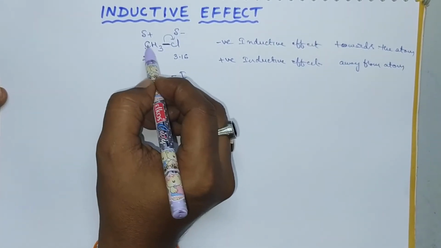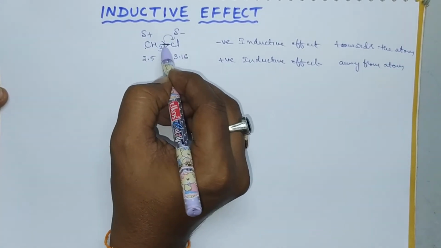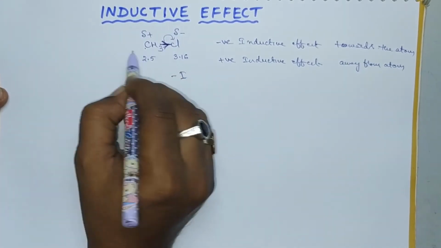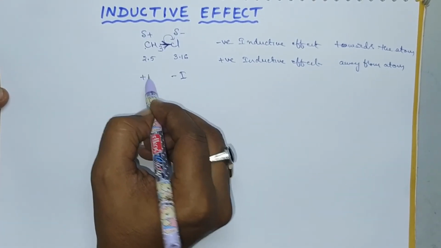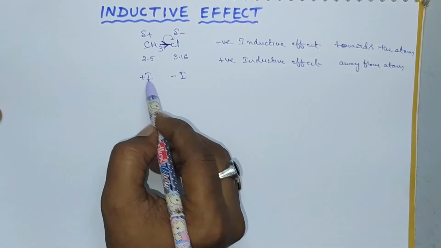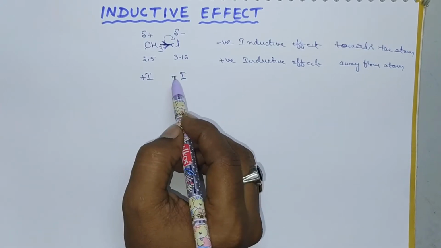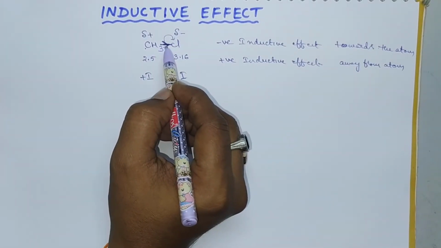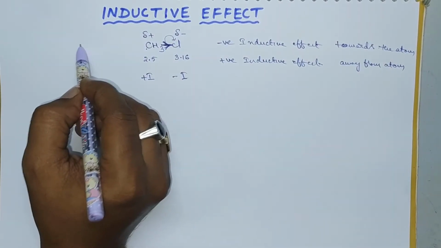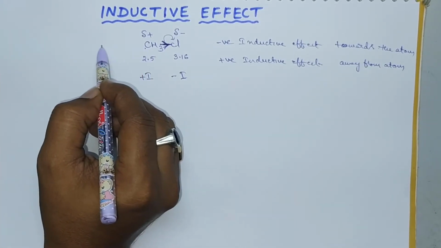With respect to carbon, the electrons are moving away from this carbon in this direction, so it involves a plus I effect. In this way the inductive effect is of two types, positive inductive effect and negative inductive effect. This inductive effect will continue along the length of the carbon chain. That means if there are any carbon atoms, the effect continues along these carbon atoms.